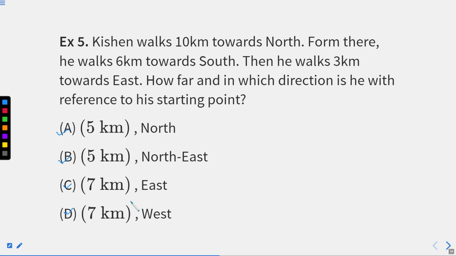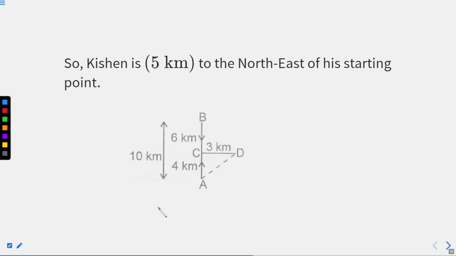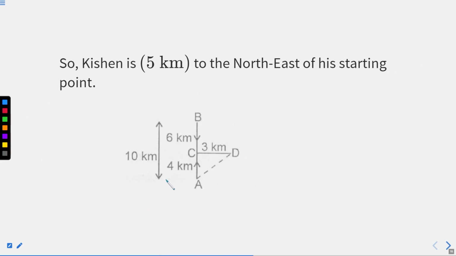What is the difference in these questions? Till now, we were dealing with either the directions or the distance. In question number 5, you have to find the distance from the starting point till the final point, as well as the direction in which you are as compared to the initial point. For that, first we'll move to the diagram part.